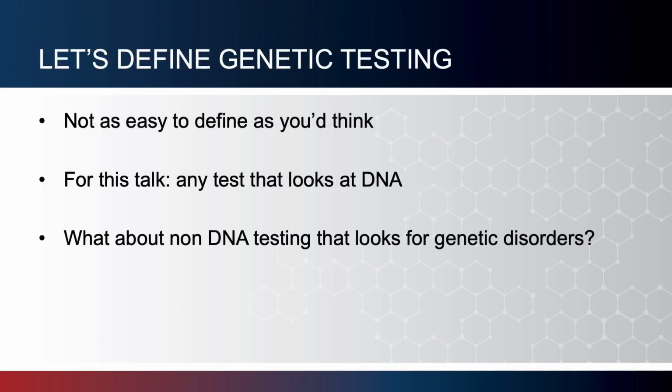So let's start by defining genetic testing. It's not as easy to define as you'd think. For this talk, I'm going to talk about any test that looks at DNA as genetic testing. But there are tests that don't look at your DNA that can give you information about a genetic disorder. The classic example of this would be sickle cell disease or sickle cell trait. There's a test that looks at products in your blood to tell you whether or not you have sickle cell, which is a genetic condition, but it never formally looks at your DNA. We won't be talking about that type of testing today.